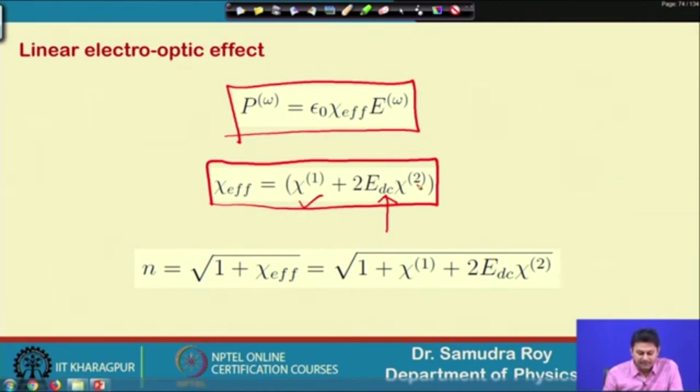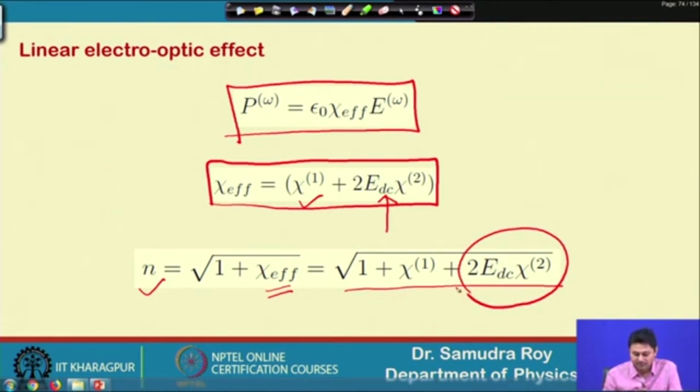Now, after having this effective susceptibility, if I try to understand what my refractive index is: my refractive index is nothing but root over 1 plus the effective susceptibility. So, this effective susceptibility, I should write in this way. This additional term is basically responsible for the change of the refractive index. So, that means I can change the refractive index. The beauty of this term is that I can change my refractive index, but in order to change the refractive index, both E DC and chi 2 have to be non-zero.